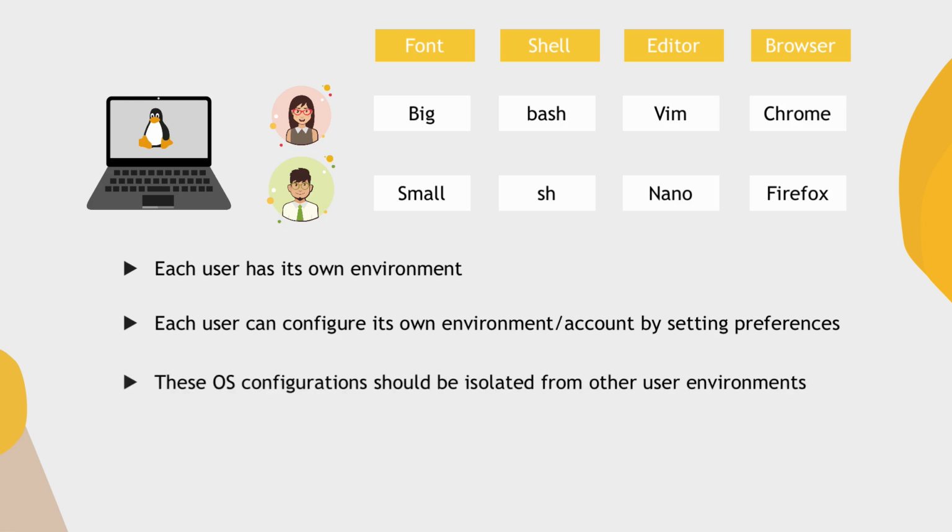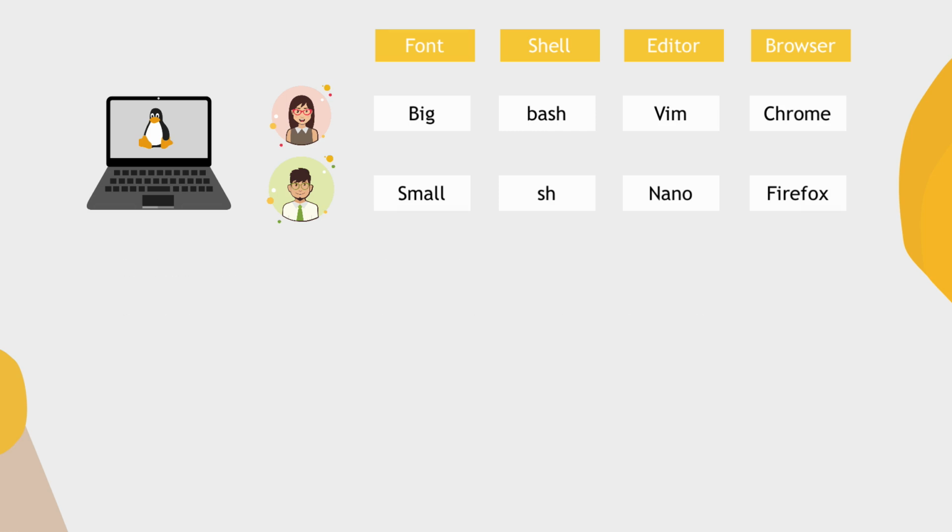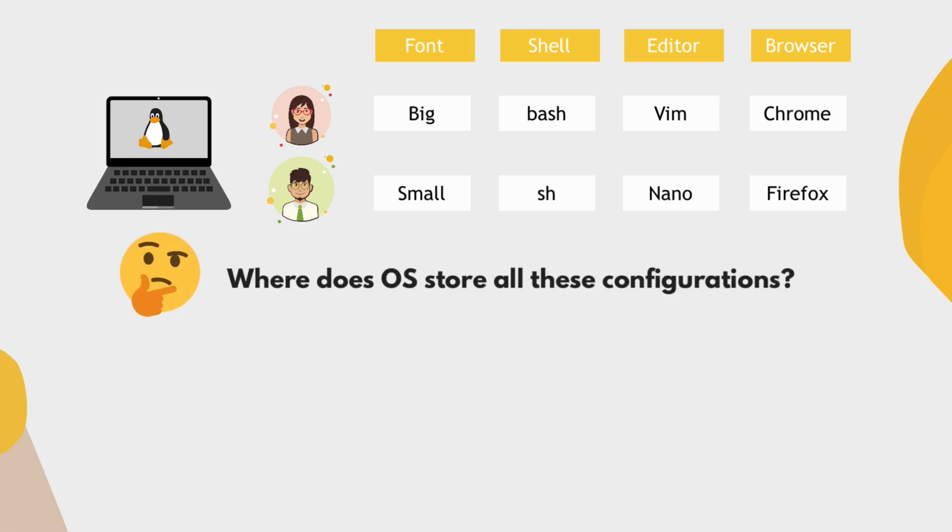So when you make changes in the operating system configuration and set preferences, of course you don't want your configuration to influence other users on the system, because they might have their own preferences for all of this. So these environments, the user environments and the configuration and settings should be separate from each other. So how does an operating system keep track of these users and their environments? Where does it store all the information about how each user has configured their space?